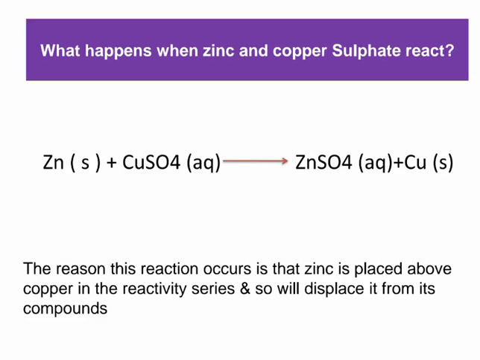This line is very important. Note that the color of the solution will go from blue to colorless due to the change in cation of this compound. So I write the equation: zinc in solid state and copper sulphate in aqueous state give zinc sulphate as an aqueous solution, and copper.